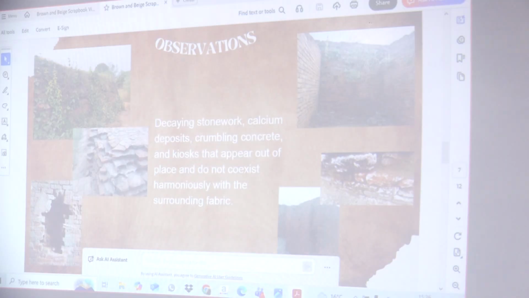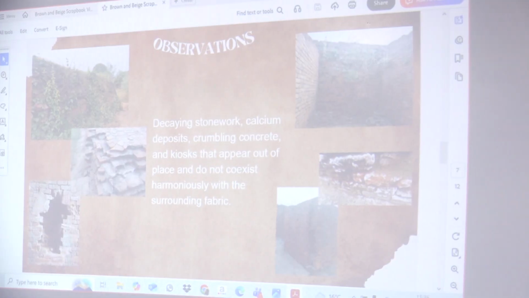There are a few other observations. We observed that this site is not fully maintained, and some structures are fully damaged, and some green vegetation occupies the region, and there is fungus and calcium deposit on the sides of the bricks.